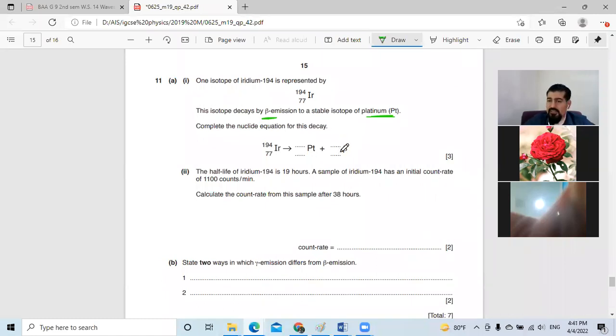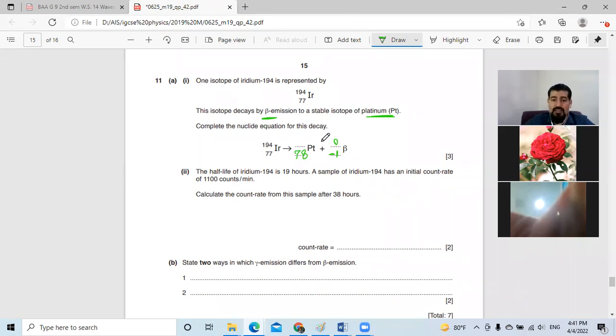Now we know that beta is -1 since it's an electron, and it doesn't have a mass, or its mass is negligible. So to make this equation correct, we have to know that the arrow looks like an equal sign. So 77 equals how much plus minus 1? It will be exactly 78.